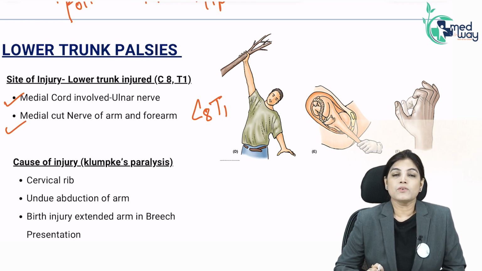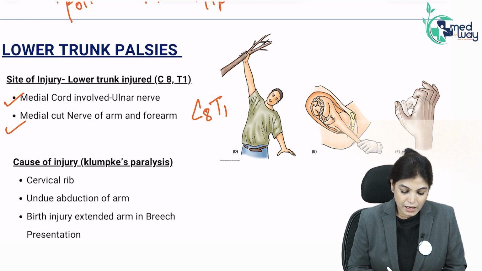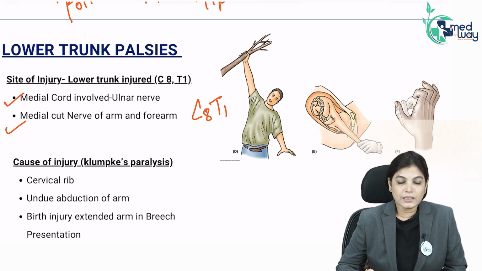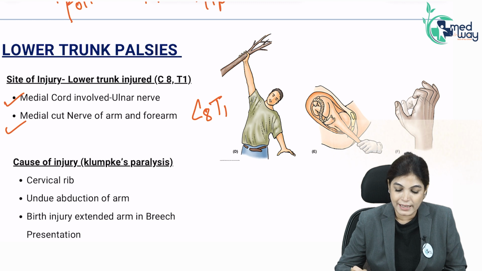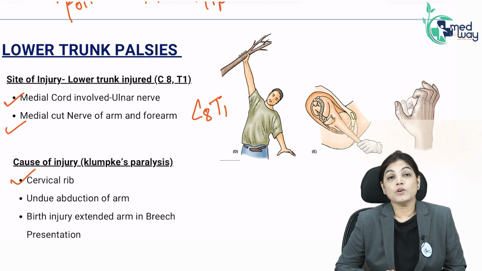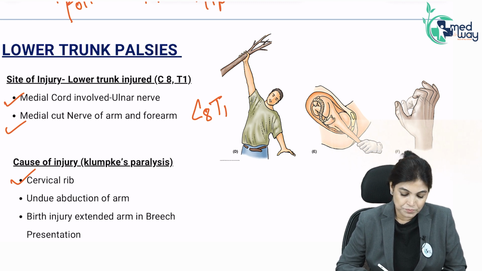Injury happens to the medial cord of the brachial plexus. The ulnar nerve and the medial cutaneous nerve of arm and forearm are involved. The nerve root which is compressed is also shown. One common cause of the injury is a cervical rib. What do you mean by cervical rib? Generally, we have ribs in the thoracic cage. If there is an extra rib in the neck or cervical region, it is called a cervical rib. When a cervical rib is present, it can lead to compression of the lower cord of the brachial plexus along with the subclavian vessels.